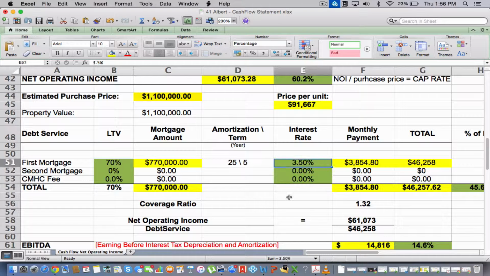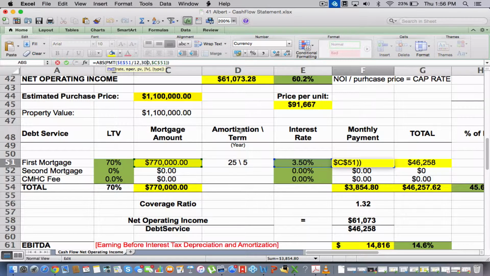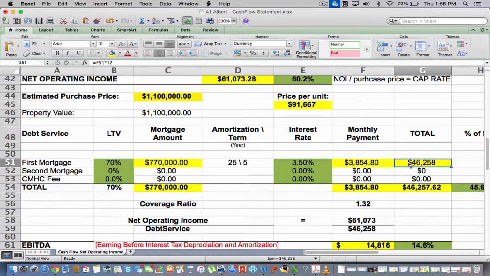That's at 3.5%. So in total, you have a 70% loan to value. The first mortgage is 770 based on your estimated purchase price of 1.1 million. You have a 25-year amortization over a 5-year term at 3.5%. This is the monthly payment, and we're ensuring that it says 300 months there. And the total debt service payment in the first year is about $46,000.